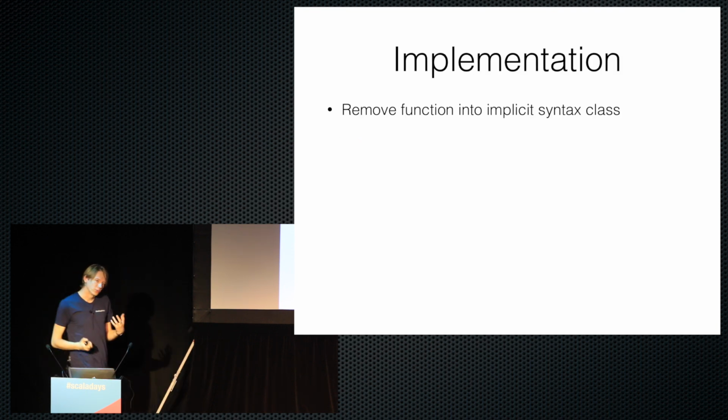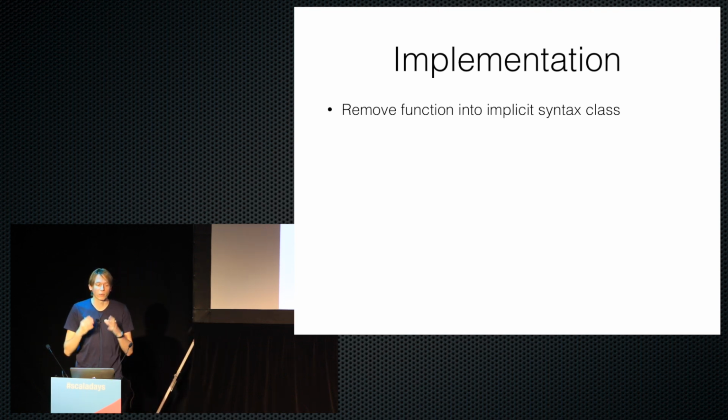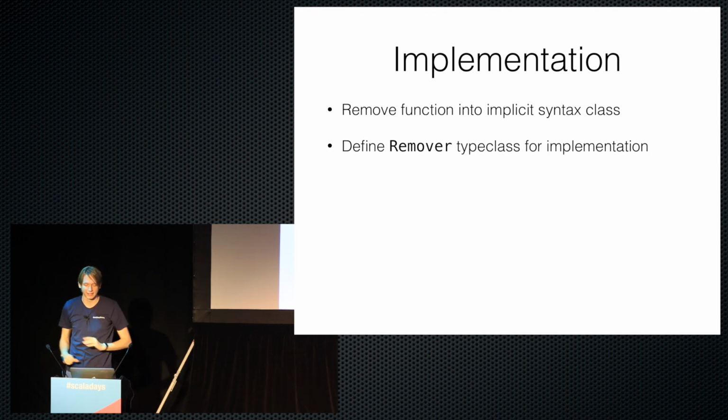Well, what we're going to do is we're going to put the remove function in the implicit syntax class that we defined earlier. Because again, we need the specific type of the HList that we're working on, just like we needed with cons. And what we'll do is we'll define a remover type class that will implement this function. The remove function itself on HList won't do anything other than delegate to this type class.